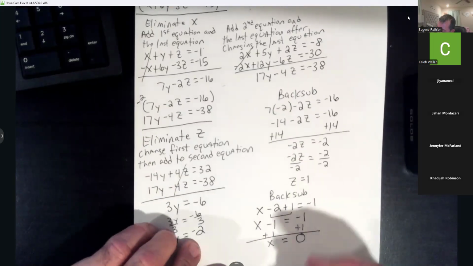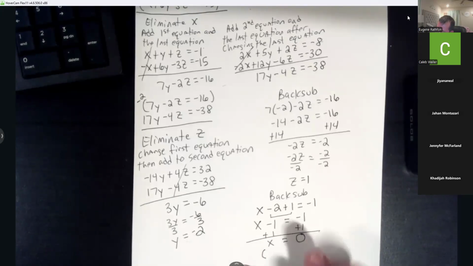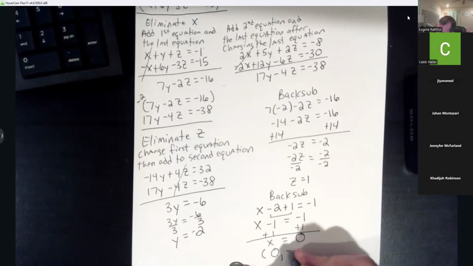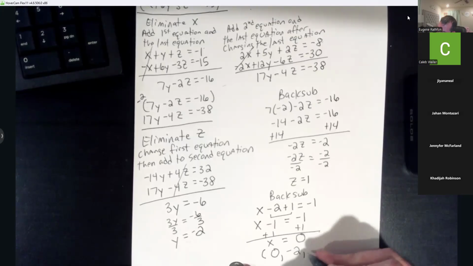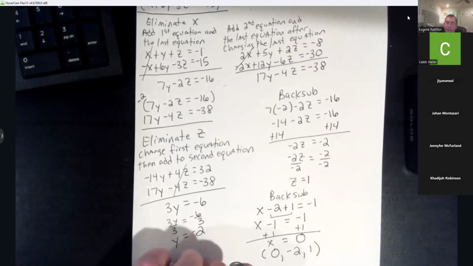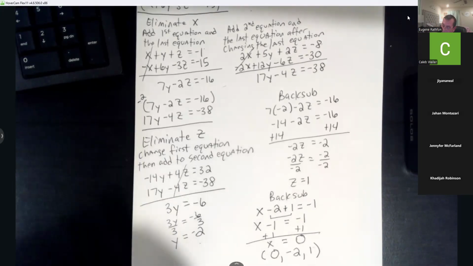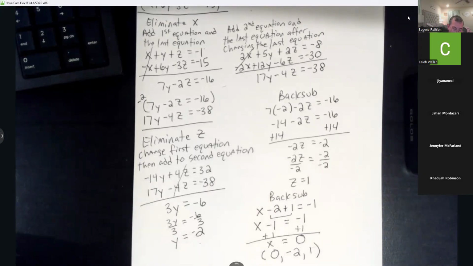Now, in MathLab, they already got the parentheses. All you're doing is putting in your numbers in alphabetical order. x, y, z, into order. But like I said, you do not have to put the parentheses. MathLab already has those parentheses.